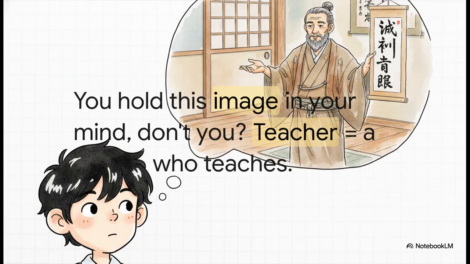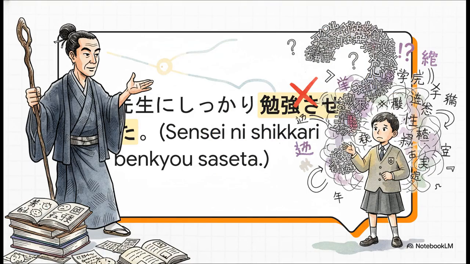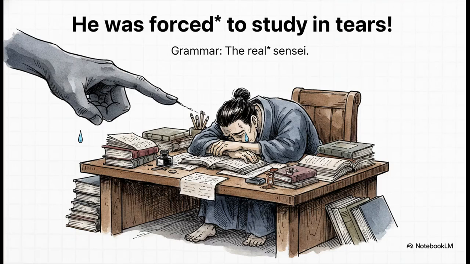It seems logical enough. Now, with that assumption locked in your mind, you read the following sentence. Sensei ni shikkari benkyou saseta. A lot of foolish, untrained learners will immediately misunderstand this. They'll think it means the teacher taught someone. Wrong. Utterly wrong. The sentence structure is crystal clear.